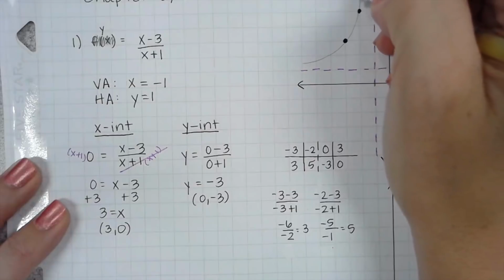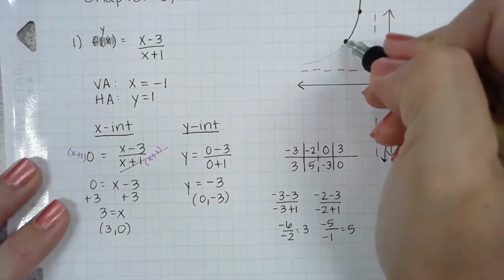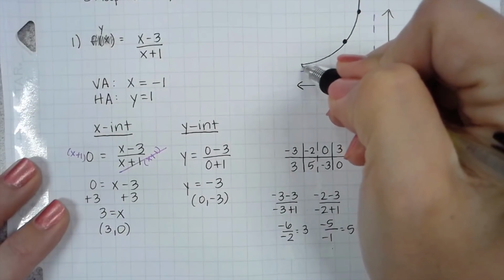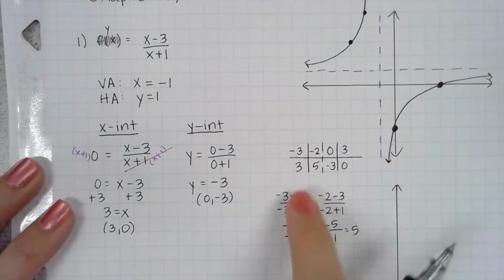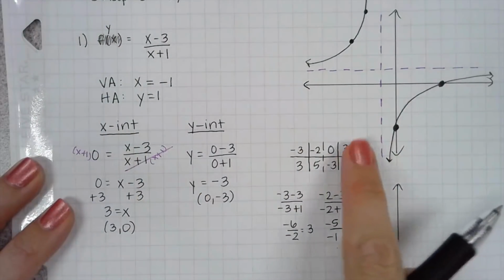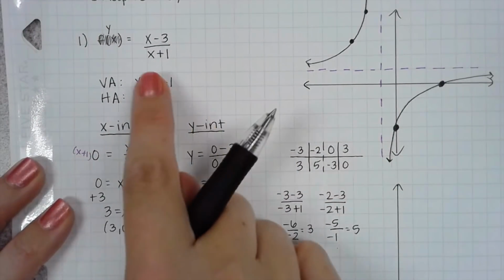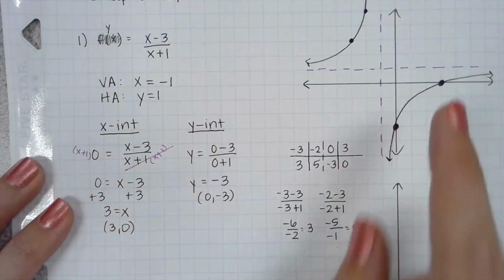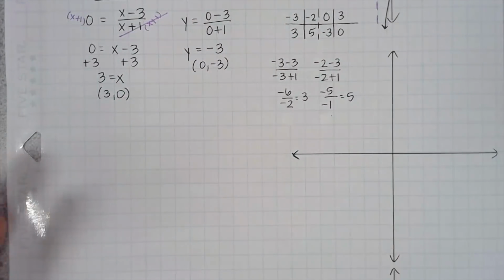Remember, we're not super focused on having it be perfect. If we were, you would definitely be plotting more than just the 4 points. But plotting these points, the x and the y-intercept, knowing where the vertical and horizontal asymptotes are, and then plotting the graph, gives you enough information about that graph to be able to accurately answer the question.